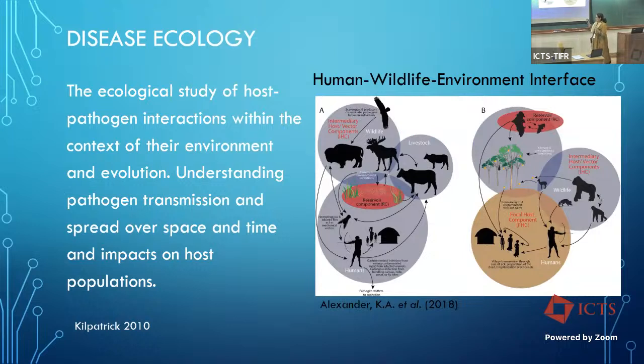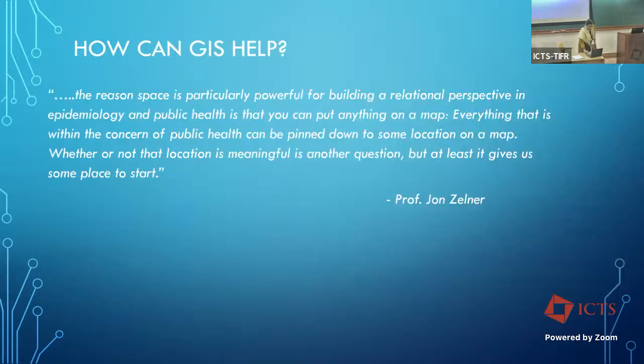Just so that we're on the same page, I know you had many lectures on this, but for the purposes of this talk, I'll be using this definition of disease ecology. It's the study of host-pathogen interactions within the context of their environment and evolution, understanding pathogen transmission and spread over space and time. So you have both space and a temporal dimension, and impacts on host populations. This shows you the different elements in a system: the pathogen, vectors, and hosts, all of which interact within an environmental context and over time.